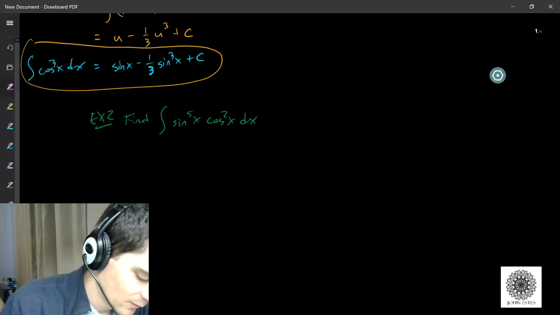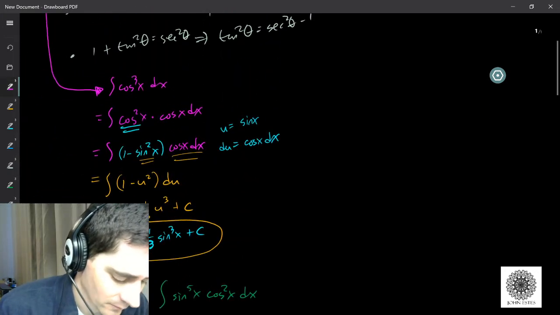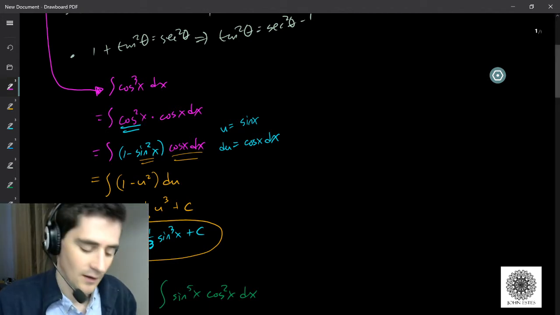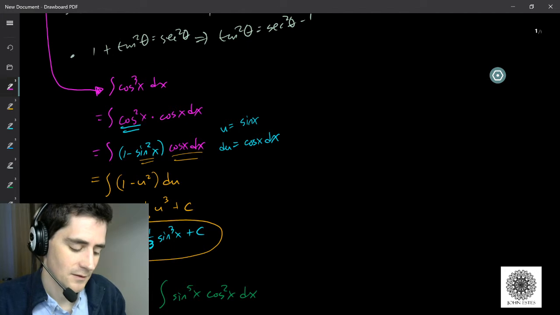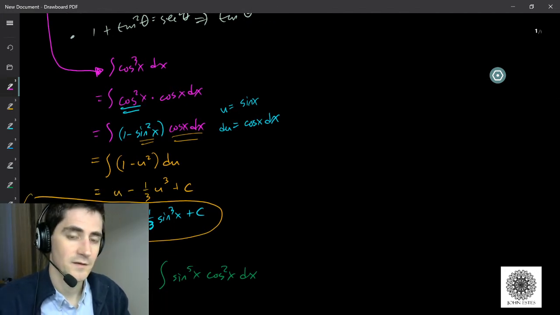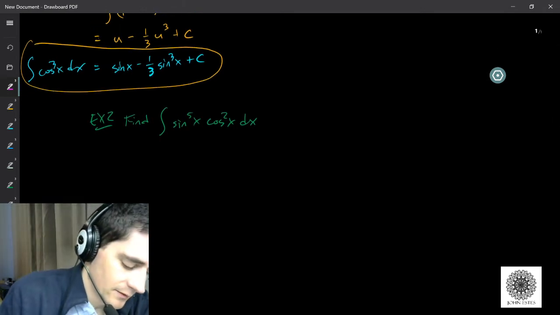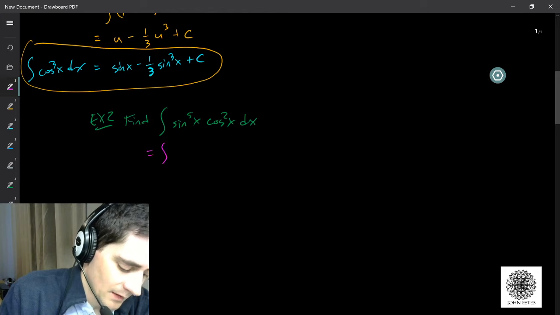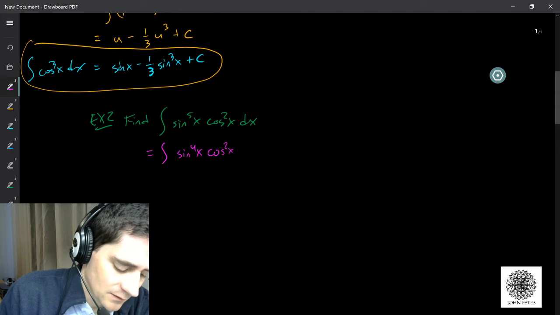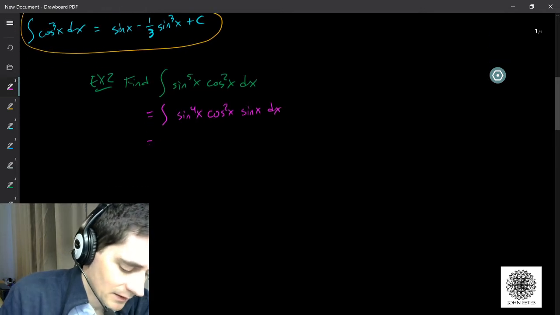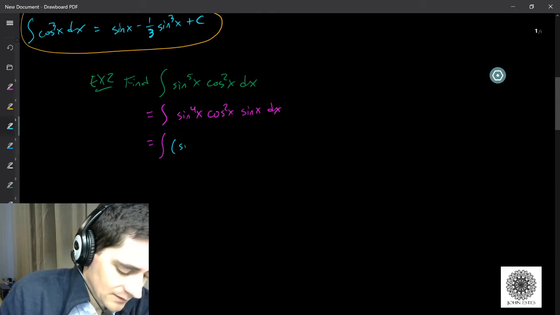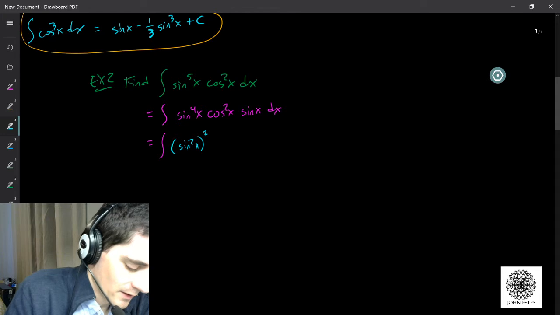Well, one thing we could do is, what did we do last time? We peeled out one cosine x, and then we recognized I could use a trig substitution to break down cosine squared in terms of sine squared. Maybe I could do something similar now. Notice I have an odd power of sine, so I'm going to take out one sine, so I have sine to the 4th x, cosine squared x, sine x, dx.